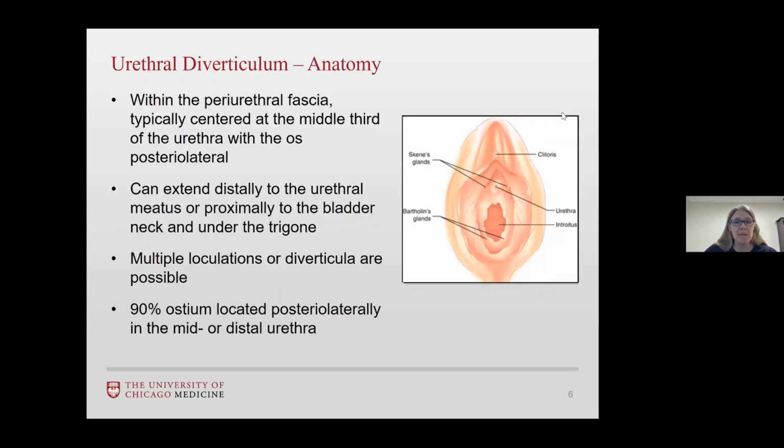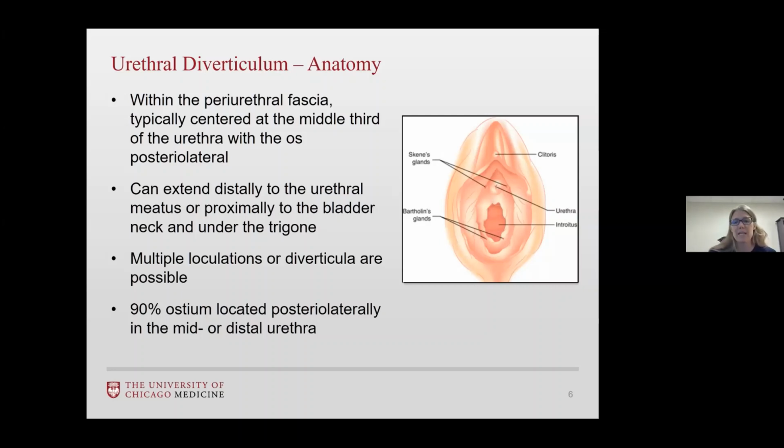The anatomy is that it's within the periurethral fascia of the urethra, and I'll have some nice pictures of this later. It's typically centered at the middle third of the urethra with the os in a posterior lateral location. And again, I'll have some pictures of that. These diverticulums can extend distally to the urethral meatus, which I actually have seen, or proximally to the bladder neck and under the trigone. Multiple loculations or diverticula are possible.